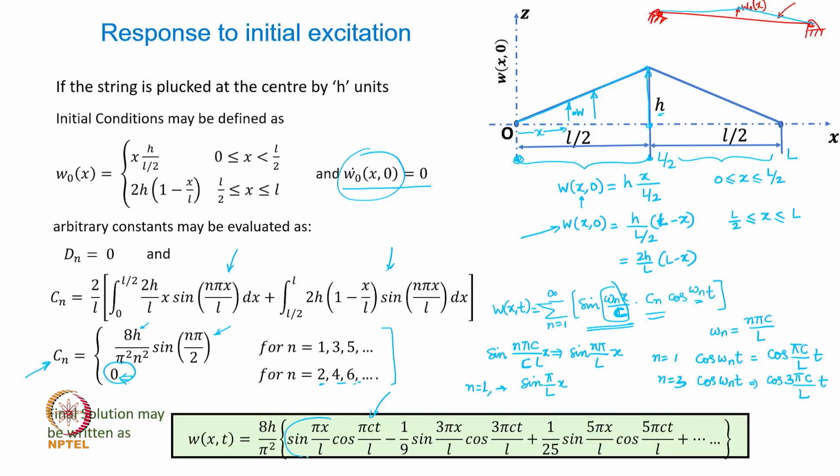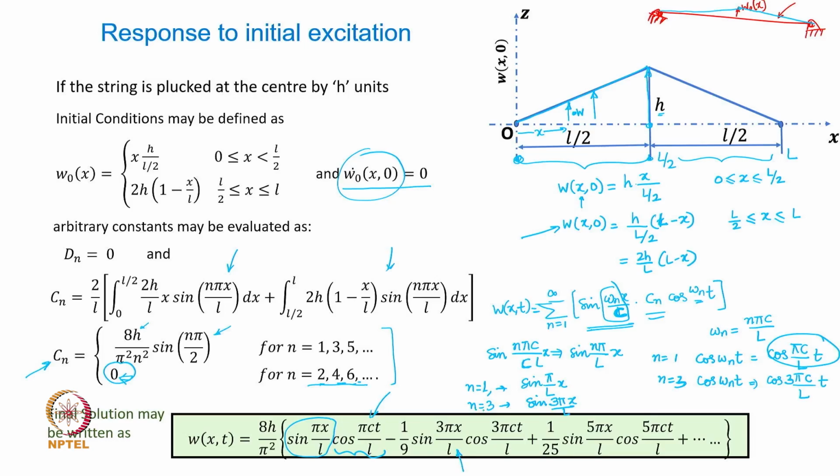So this is how sine pi x by L is the first mode, and this is the harmonic time function cos pi ct by L. And then the second term is absent. You can see that all the even terms are 0. So the next term will be for n equal to 3, where you will have sine 3 pi x over L, and that is how it is going to be.